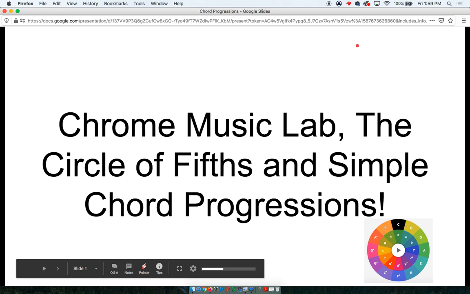Hello everybody, we're going to talk about the assignment this week with Chrome Music Lab and how we're going to use the circle of fifths and simple chord progressions.